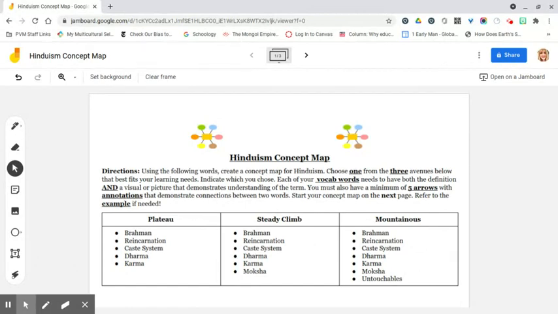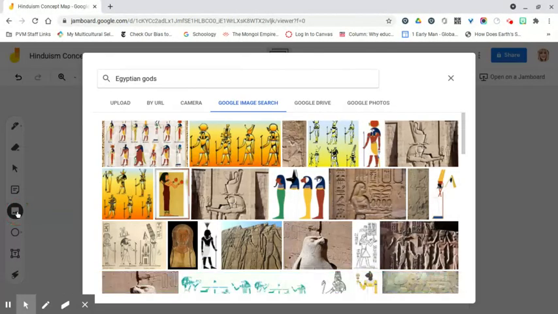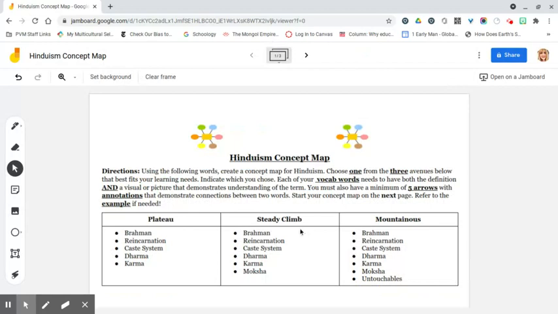For each of your vocab words, you need to have both a definition and a visual picture to correspond with it. So the easiest thing to do is hit this add image section over here and use the Google image search to search that image and then include it in your concept map. And then you also have to have a minimum of 5 arrows with annotations that demonstrate the connections between the 2 words. So you're going to start your concept map on the next page right here.